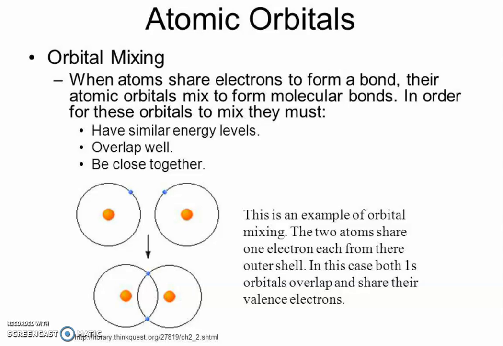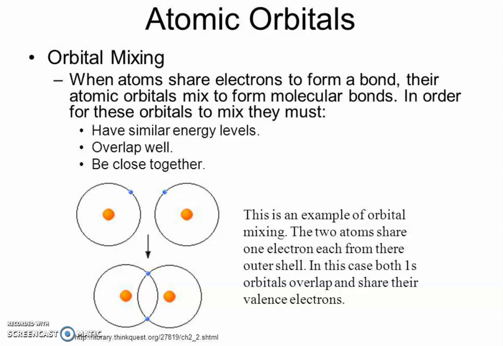You know, my friends, orbital mixing is a process: mixing of atomic orbitals. When atoms share electrons to form a bond, their atomic orbitals mix to form molecular orbitals. In order for these orbitals to mix, they must have similar energy levels, overlap well, and be close together. You can see in this diagram how two orbitals overlap together. This is an example of orbital mixing.